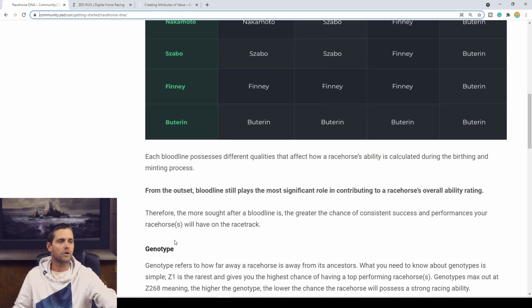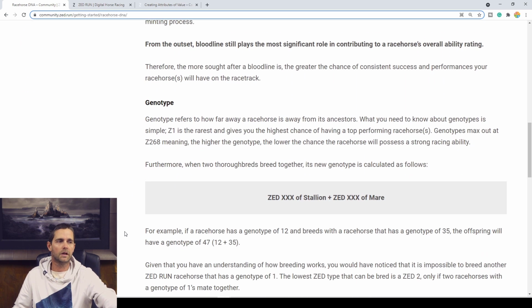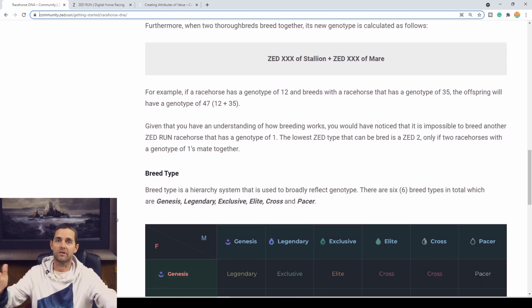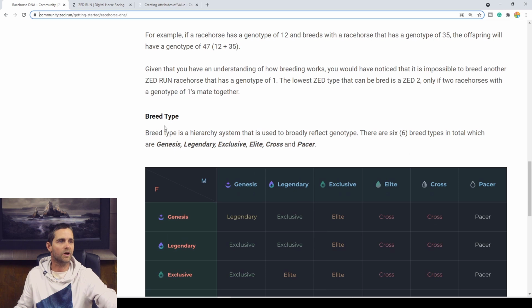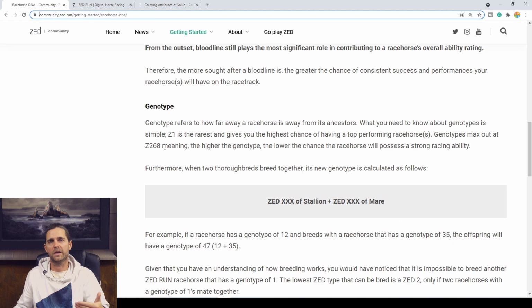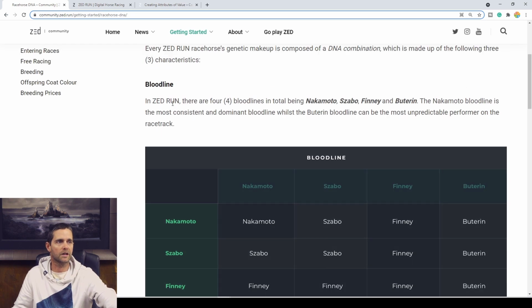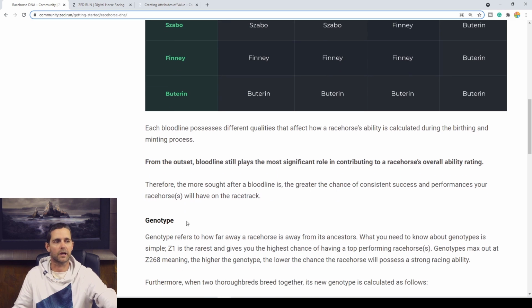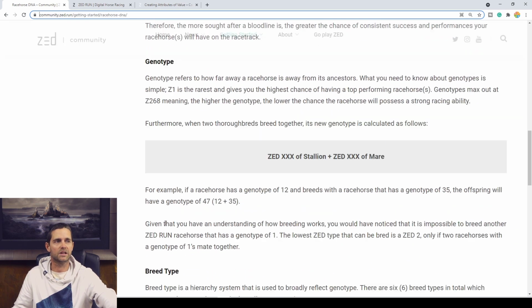In the next video, we will take a look at genotype. And in the last video of this little mini-series, within the entire series, of course, the Ultimate Beginner's Guide to Zed Run, the best guide out there, find the link to the full playlist in the description below, we will take a deeper dive into breed types as well. So those three aspects are really important in looking for and buying a horse, and we'll cover those. We just covered bloodline today, and in the upcoming videos, we're going to do genotype and breed type.